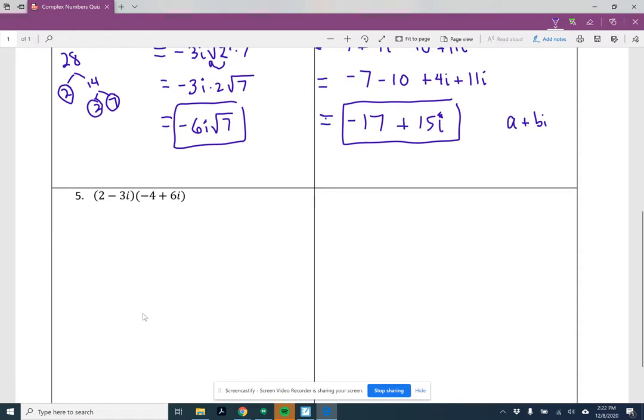Okay, problem number 5. Now we are multiplying. Notice the parentheses smashed right next to each other. That means we are multiplying. So we're going to use the distributive property, or if you want, you can do the table, the box method. So we do 2 minus 3i times negative 4 plus 6i. And then we'll multiply. 2 times negative 4 is negative 8. And if you use the distributive property, it works out the same way. There's our 2 times negative 4. We're going to do 2 times 6i and get 12i. That's this product right there.